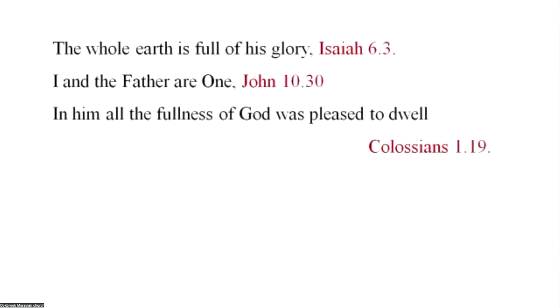And then the texts that clearly run from this: the whole earth is full of his glory. I and the Father are one. And then in him, all the fullness of God was pleased to dwell. There you are. Sorry, that went on rather longer than I had planned, but there's an awful lot about the Messiah, and we could be here for the rest of the day, but that's just a little bit of what you can glean from those extraordinary letter patterns on the page.